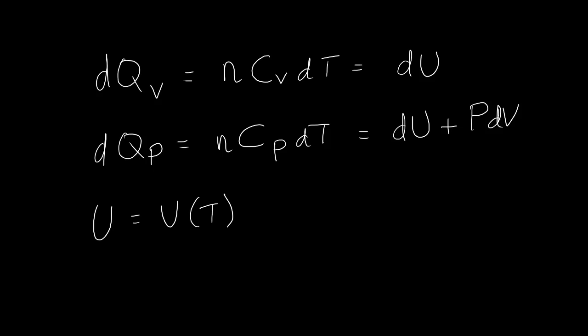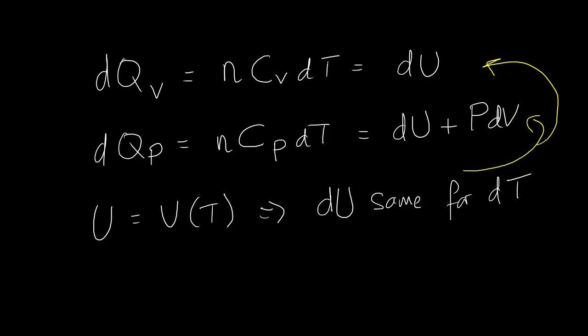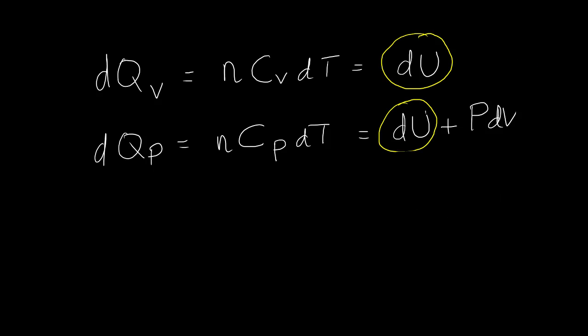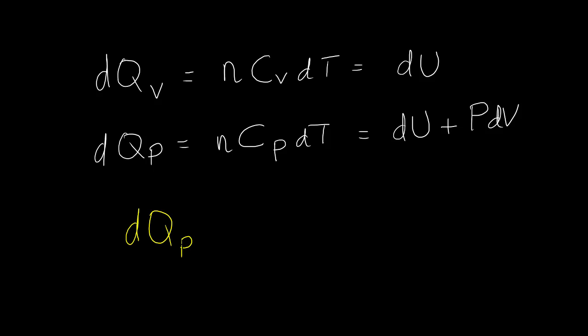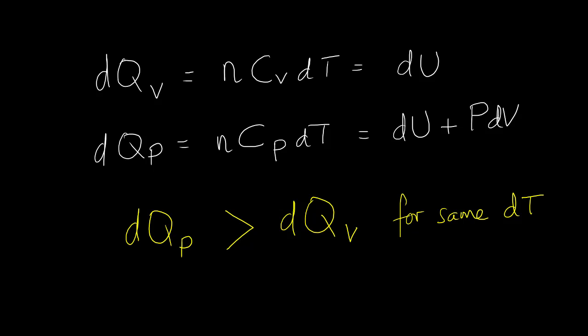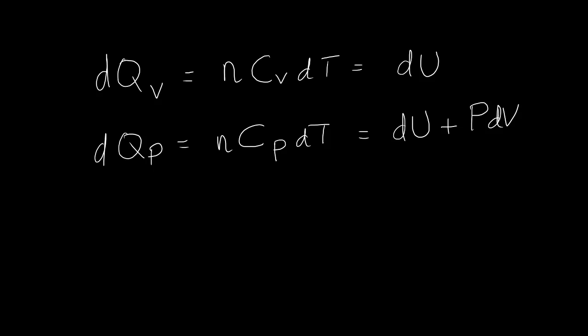Since U is a function of T only, dU is the same for a temperature change dT regardless of the process. Therefore, dU is the same for a temperature change at constant volume and at constant pressure, so it is the same in the 2 expressions. We see that the heat dQp at constant pressure is larger than dQV at constant volume for the same change dT. Let's just consider an increase in T.